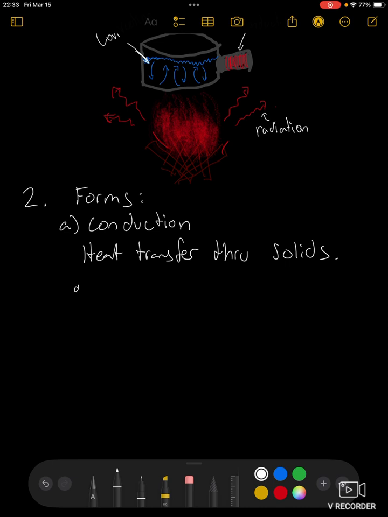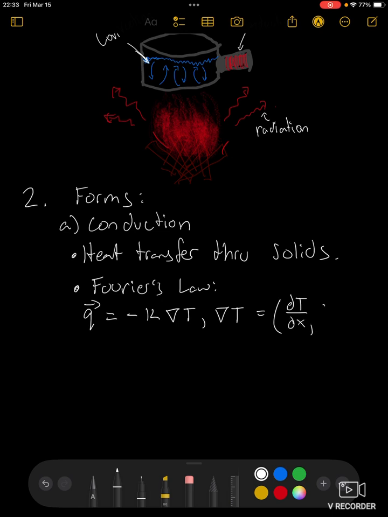So through this, we're also going to look at Fourier's law, which says that Q, which is a vector, is equal to minus K multiplied by the gradient of T, where the gradient of something, in this case temperature, is the change of temperature with respect to X, Y, and Z. So each spatial dimension, essentially. This would be in 3 dimensions.